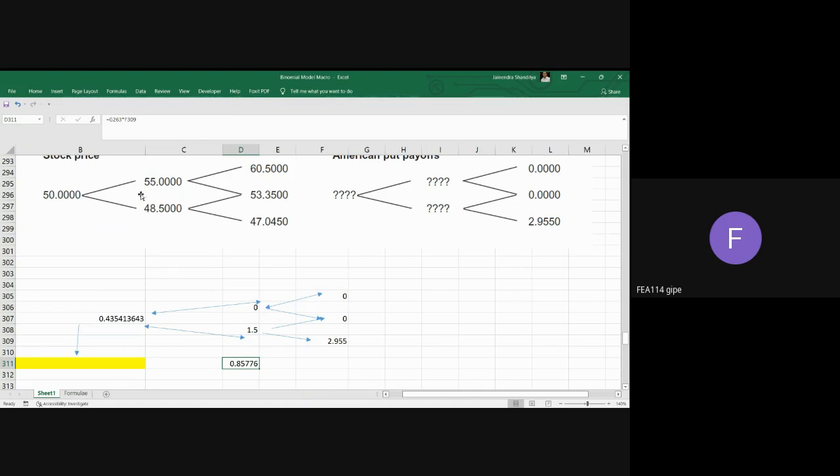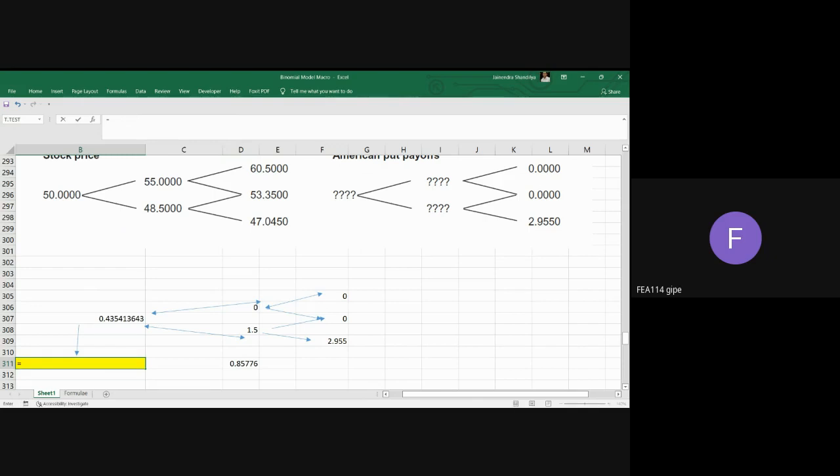Why? Because even despite knowing that this is 1.5 rupees, I would not have been able to exercise. I have to wait till the expiry to exercise it, and by then the value becomes uncertain. So here we take the maximum of the exercise value and this 48.5. So I get 1.5. And once you have this 0 and 1.5, let's see what the value is.